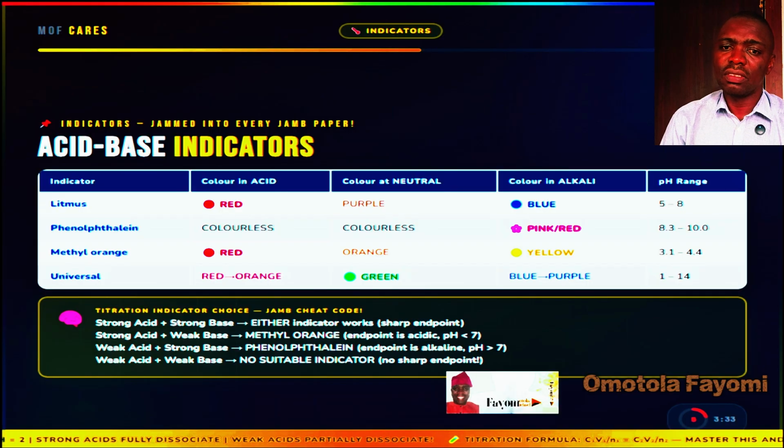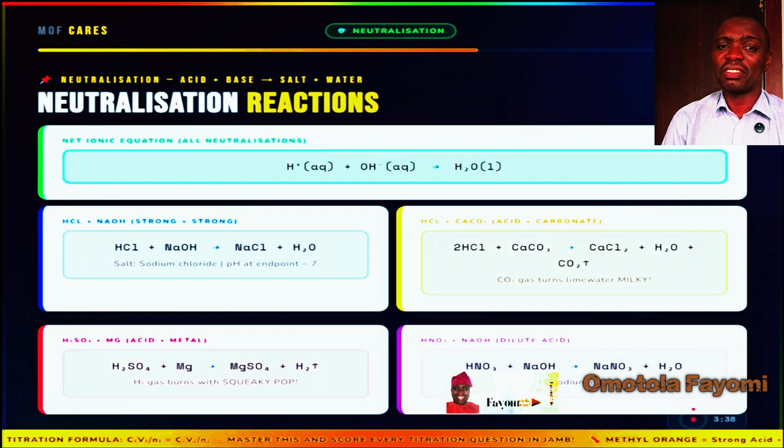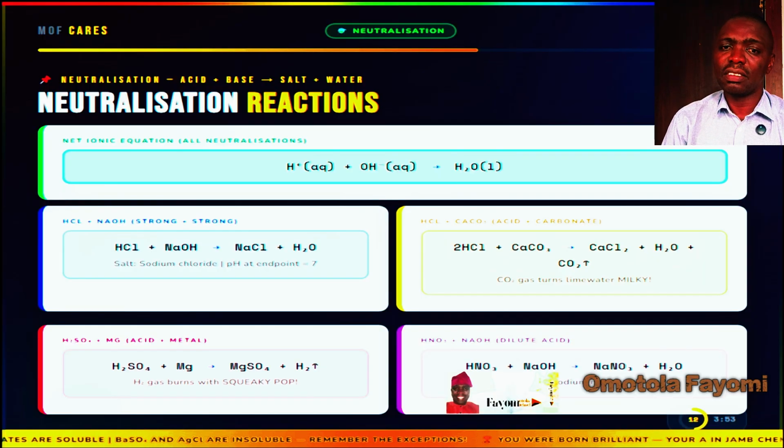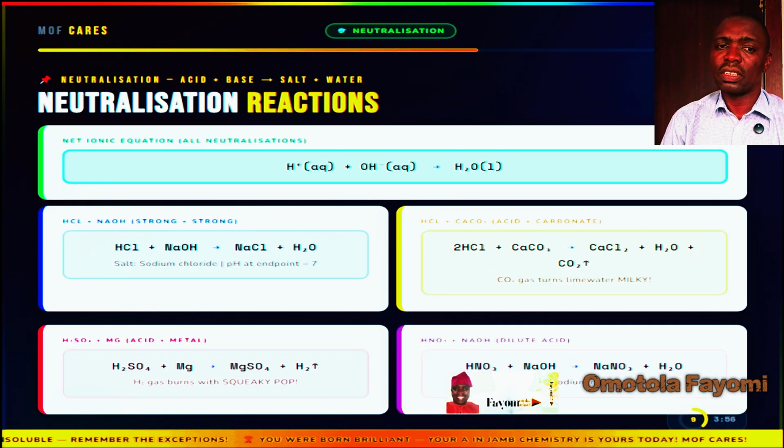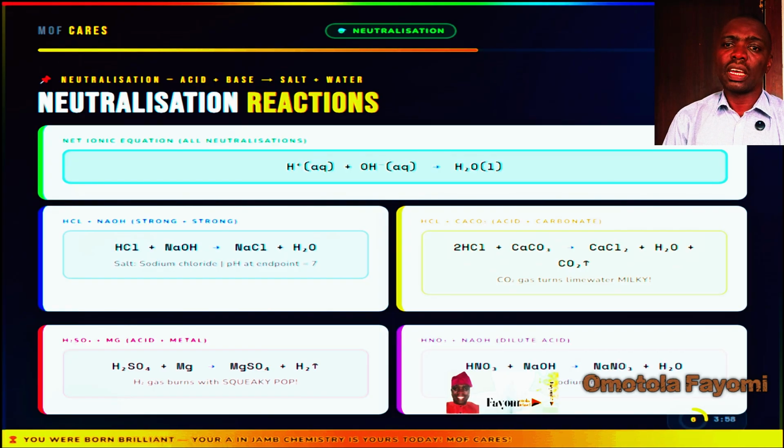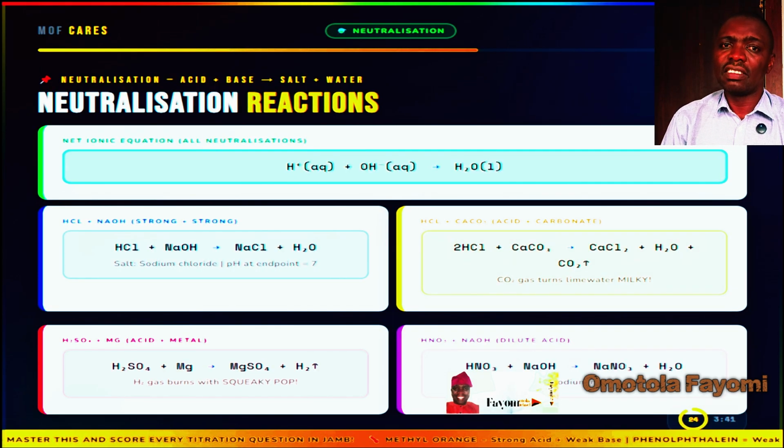Universal indicator gives you the approximate pH using a range of colors. It is a mixture of several indicators giving the full rainbow from red to purple. Neutralization reactions. Neutralization is the reaction where an acid and a base react to form a salt and water, and this is the most important reaction in this entire topic. The net ionic equation, the most fundamental equation in acid-base chemistry, is H+ plus OH minus gives H2O. One proton plus one hydroxide ion gives one water molecule. Every neutralization, regardless of which specific acid and base you use, has this at its core.